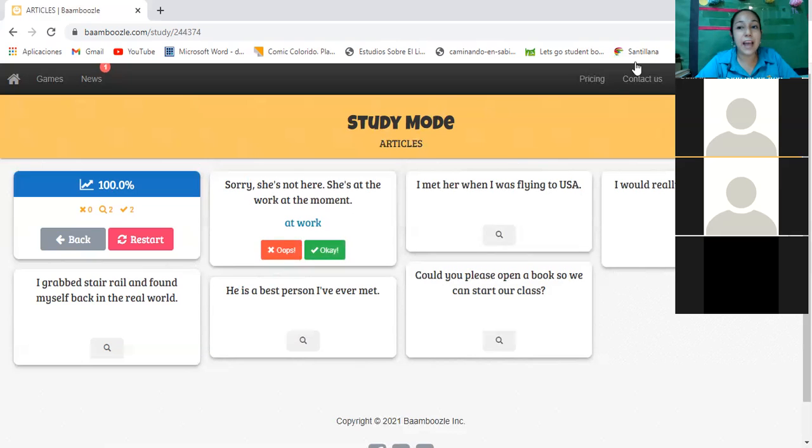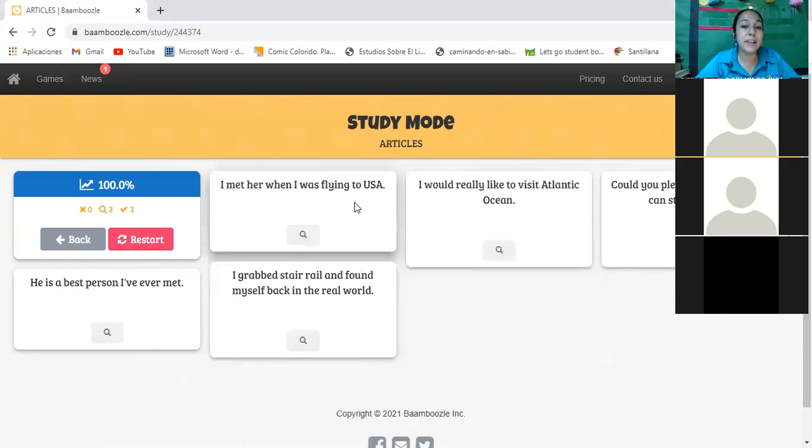Exactly, we don't use the article "the", okay? Okay, we take out "the". I met her when I was flying to United States of America. Let me check this one. I met her when I was flying to the United States of America. Yes, in that case it is necessary because this is part of the name of the country. So we use the article "the".